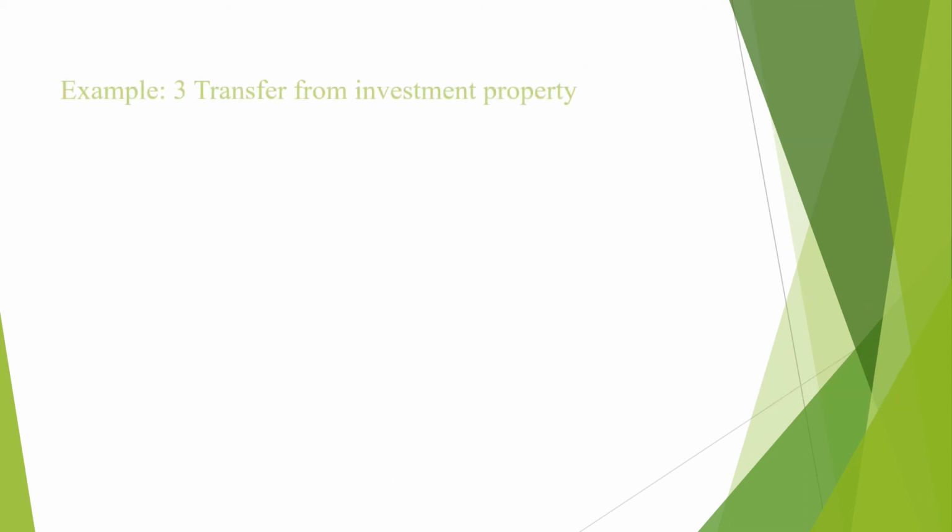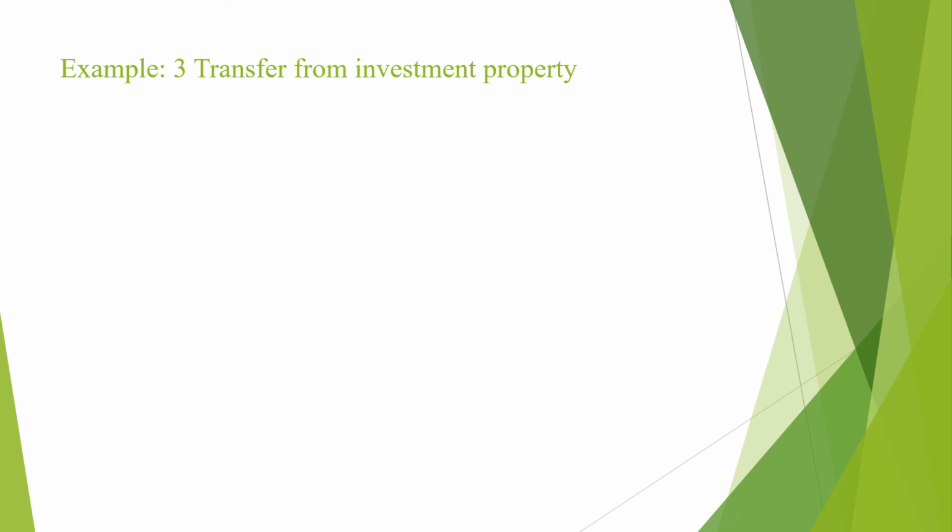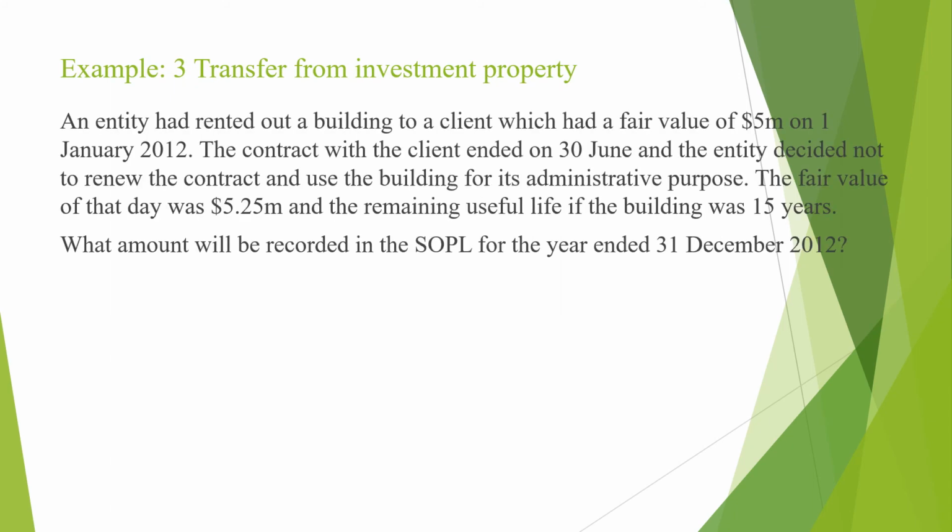Let's take an example to understand this better. An entity had rented out a building to a client which had a fair value of 5 million on 1st January 2012. The contract with the client ended on 30th June and the entity decided not to renew the contract and use the building for its administrative purpose. So here the rentals are going to stop and the entity is going to use the building itself.